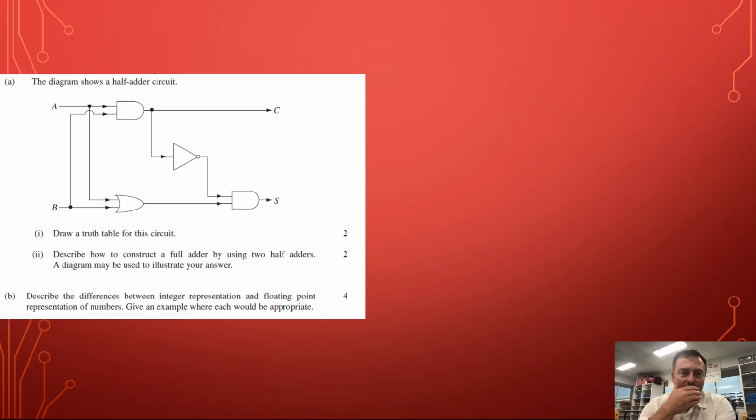So there's a HSC style question. The diagram shows a half adder circuit. Draw the truth table of the circuit. Describe how the construction of the full adder by using two half adders. A diagram might help with your illustration. Describe the differences. Don't worry about the second part.